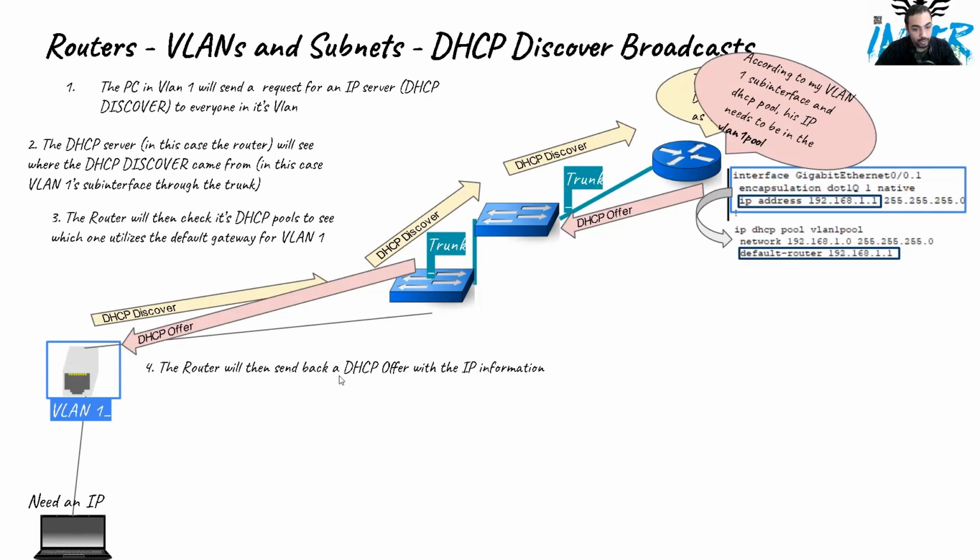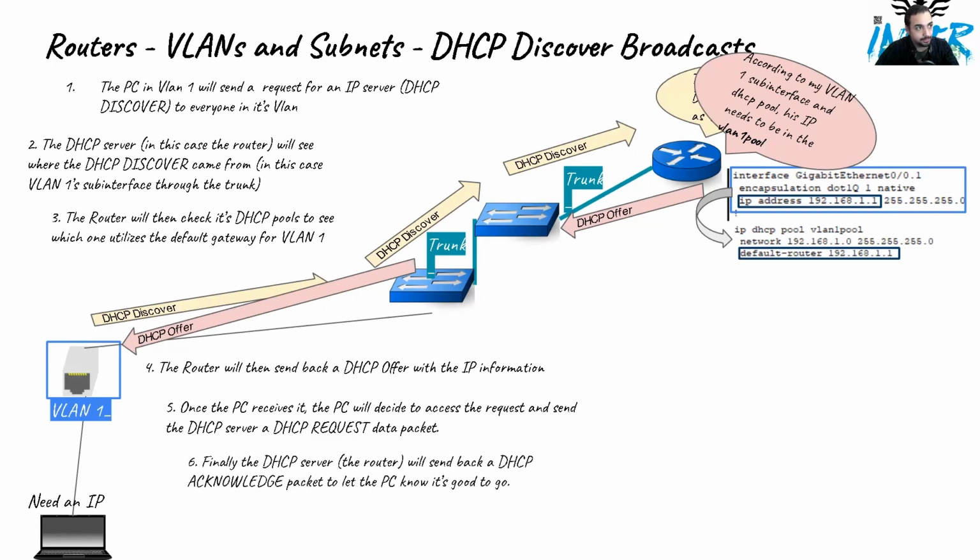Once the PC gets a response, the PC will send back a DHCP request packet to the server. In this case, the server being the router, the DHCP server, and it's going to request to reserve that offered IP. To end the conversation between the router and PC, the router will send back a DHCP acknowledge packet, letting the PC know that the IP has been reserved and everything's all good.